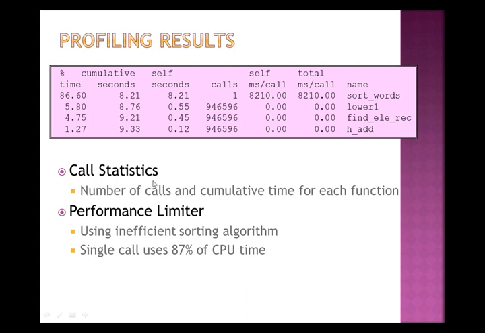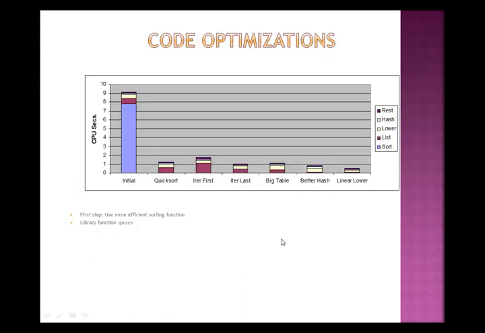Next part is the call statistics, that is, the number of calls and the cumulative time for each function. Performance limiter: using an inefficient sorting algorithm. A single call uses 87% of CPU time. These are the requirements or the performance criteria.